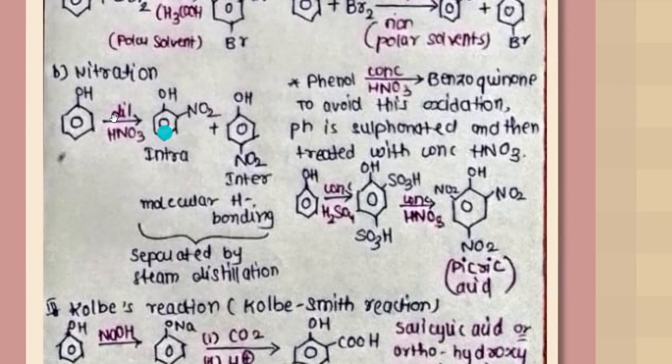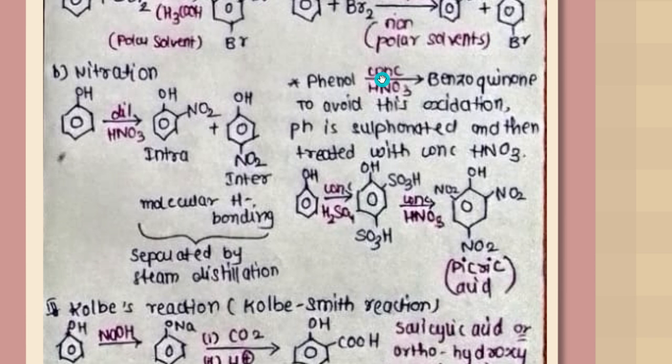In nitration, we have phenol in the presence of dilute HNO3. It will give us orthonitrophenol and paranitrophenol. Orthonitrophenol has intramolecular hydrogen bonding. What is hydrogen bonding? It is the bonding between an electronegative atom and hydrogen. Here the bonding takes place inside the molecule, intramolecular. In paranitrophenol it is intermolecular, that is outside, between two molecules. So these two are separated by steam distillation.